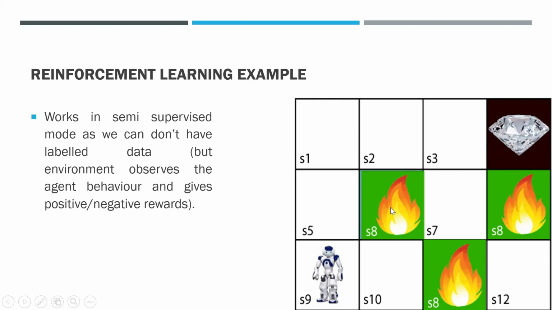If the agent goes from here to here, obviously again the fire will be there and the punishment will be there for that particular agent. So this is the environment, this is the reward, and these are the paths that the agent has to avoid, and this is the path that the agent has to select to get the maximum reward or benefit. Reinforcement learning works in a semi-supervised mode, as we don't have labeled data, but the environment observes the agent's behavior and gives positive and negative rewards.